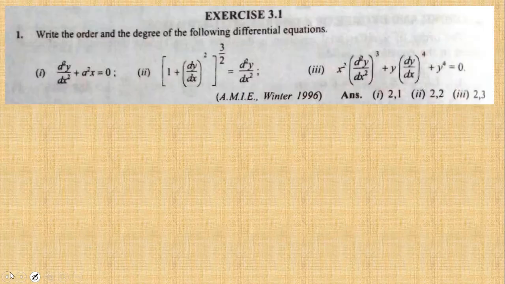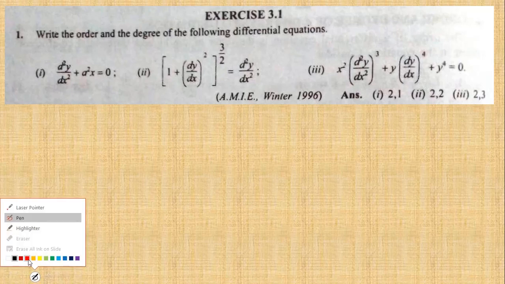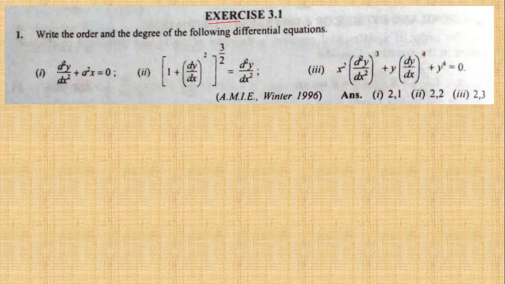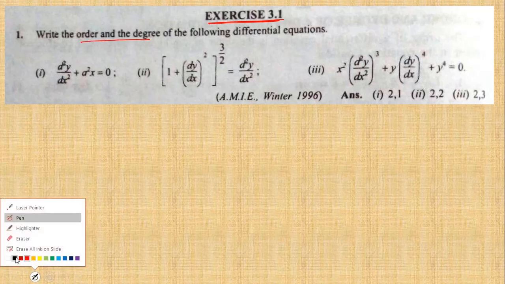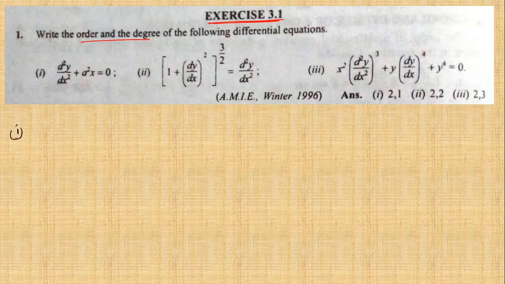I am following the mathematical methods by H.K. Dass, and this is the exercise of this book. Exercise 3.1 says write down the order and the degree of the following differential equations. So the first one, you can see the maximum derivative is 2, so the order will be 2, and the power is 1, so the degree will be 1.